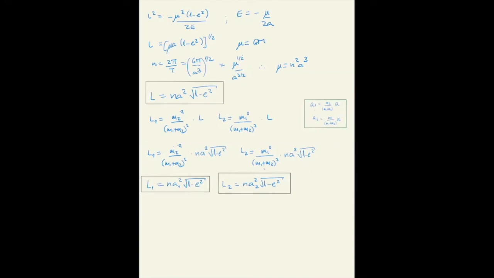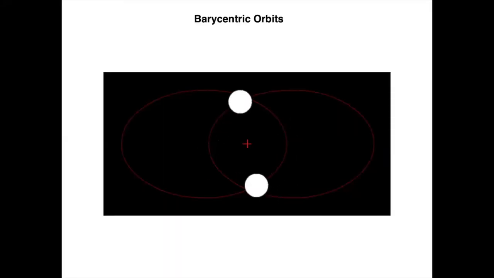Although each mass moves on its own elliptical orbit with respect to the common central mass, the pericenters of their orbits differ by pi. This is what we saw here. These orbits have pericenter and apocenter at the same time, but their arguments of pericenter differ by 180 degrees.